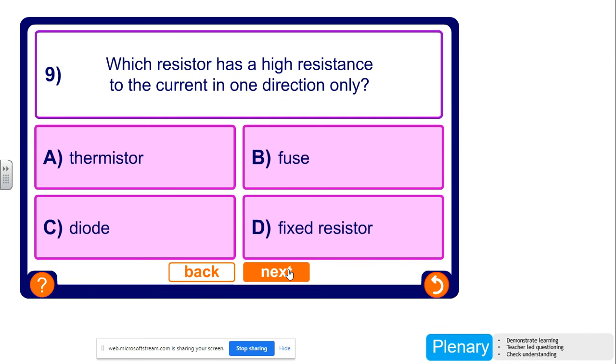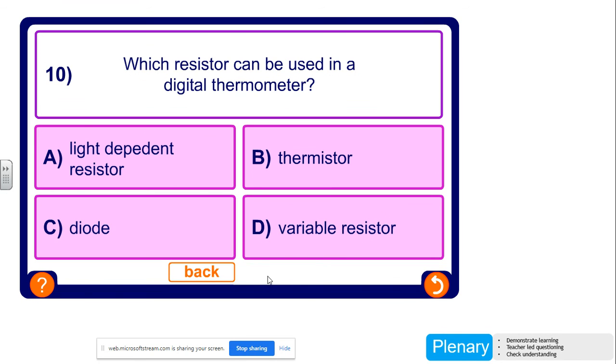Number 9. Ooh, that's going to be a diode. Go back to your diode lesson. And the final one. Yeah, you got it. Thermistor.